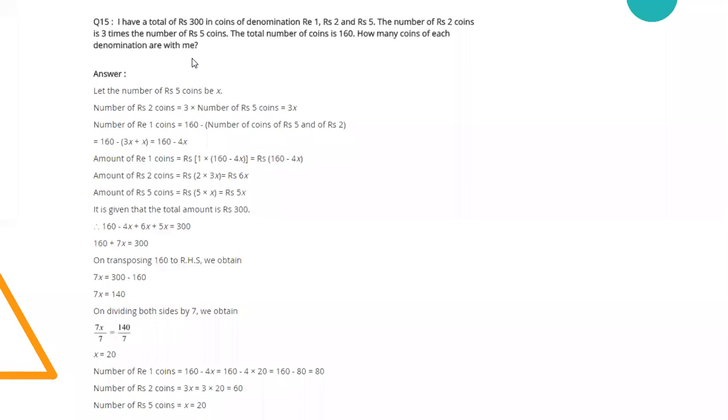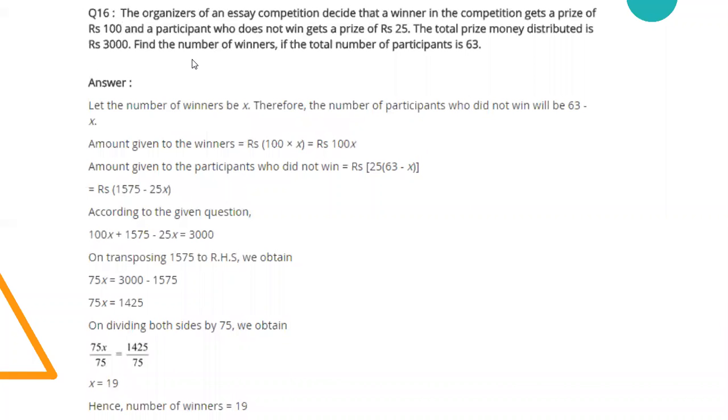Let's go with question number 16. Here I have question number 16 for you. It says the organizers of an essay competition decide that the winner of the competition gets a prize of rupees 100 and the participants who did not win get the prize amount of rupees 25. The total prize money distributed is 3000. Find the number of winners if the total number of participants is 63.